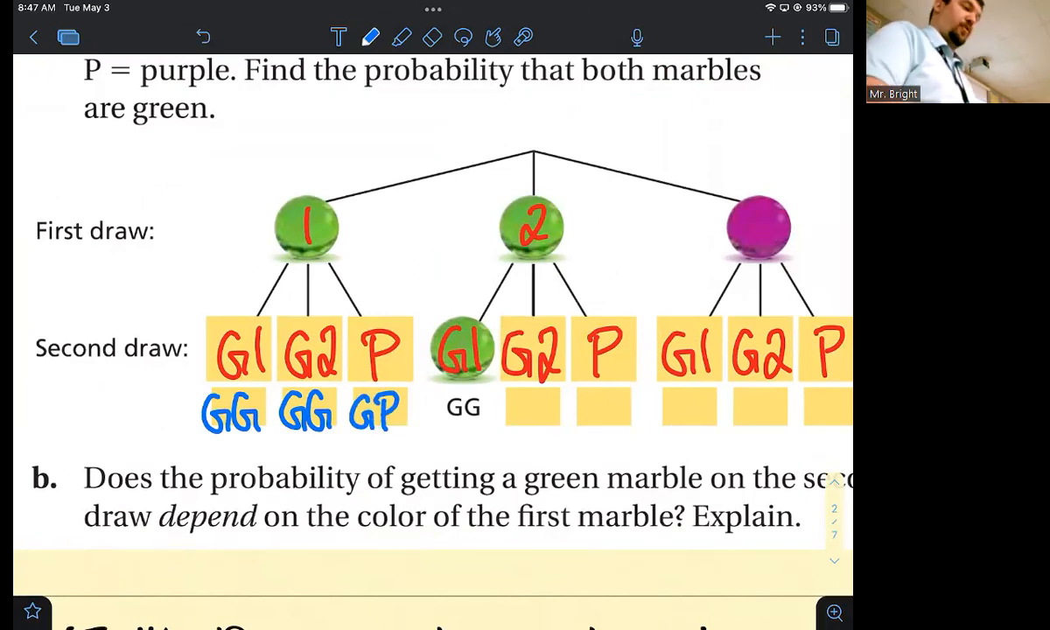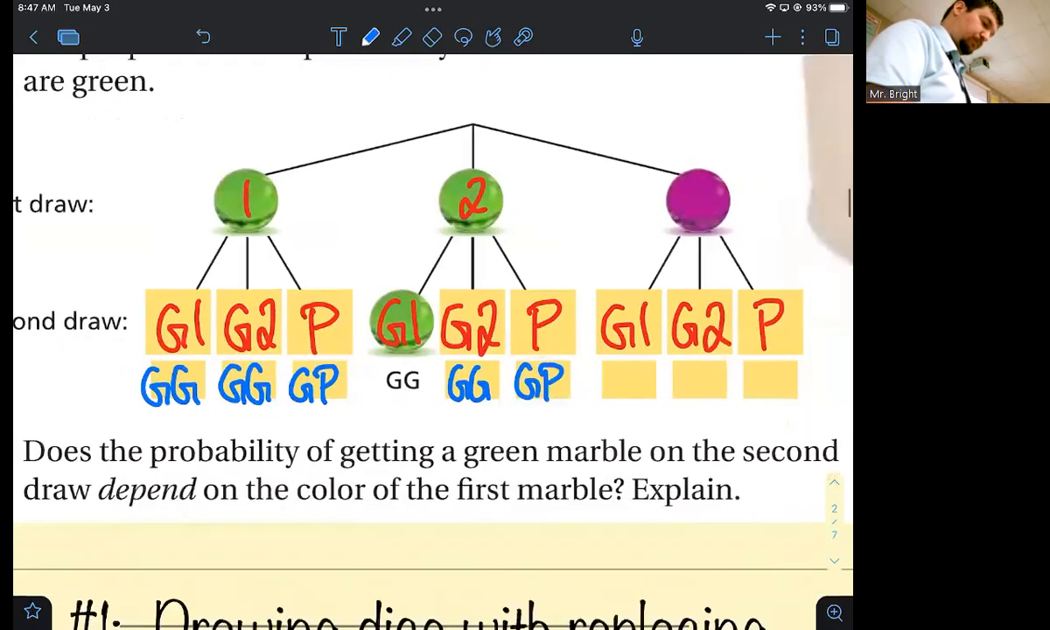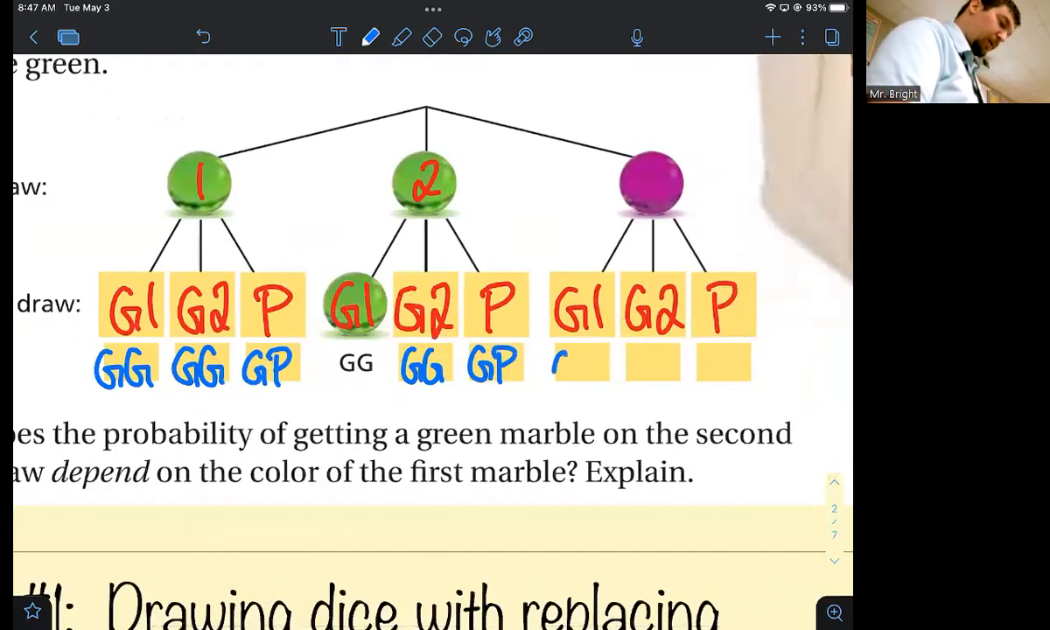Option 4, both green. Option 5, both green. Option 6, green, purple. Option 7, green, purple. I guess the order doesn't matter. You could put PG, but PG, GP means the same thing here. Option 8, green, purple. And option 9, purple, purple, PP.